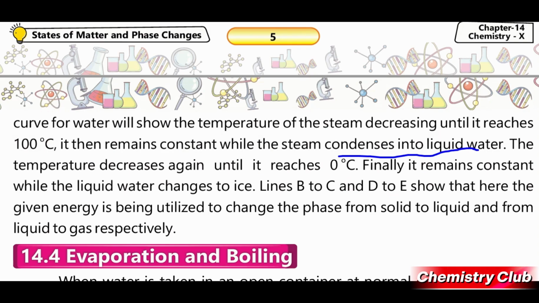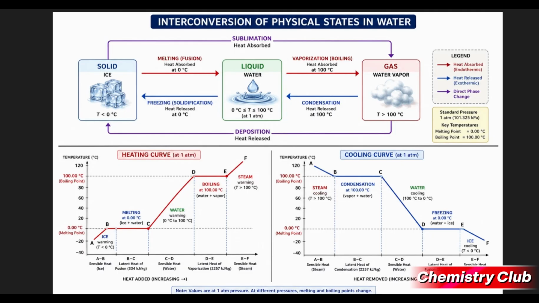Line B to C and D to E shows that the given energy is being utilized to change the phase from solid to liquid and from liquid to gas respectively. In this diagram, you can clearly understand the heating and cooling curve for water.